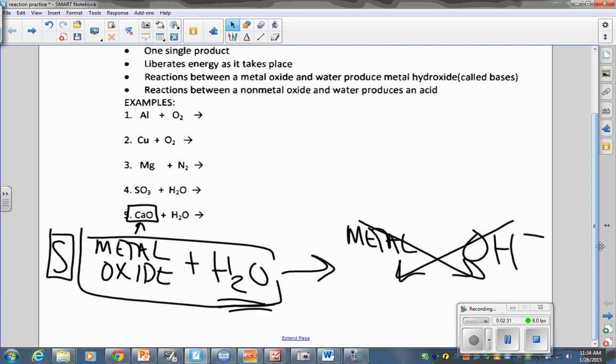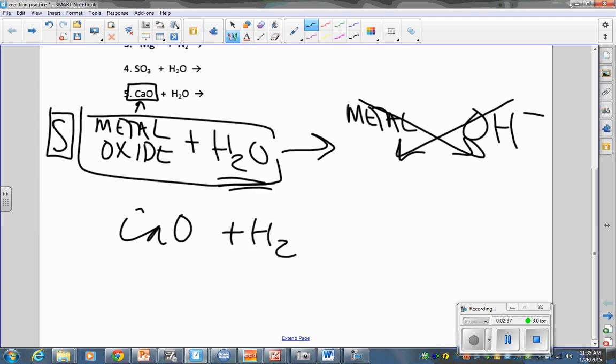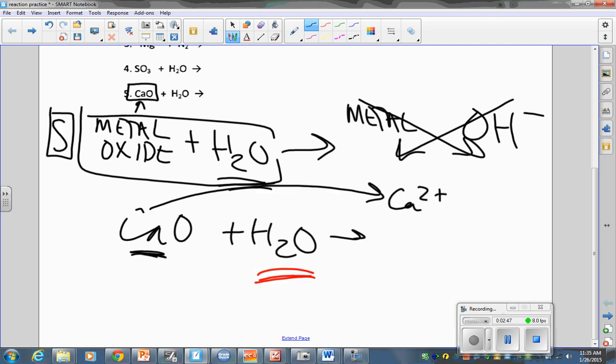So like if I look here, for this one, I would go CaO plus water. Alarm goes off. I know it's a synthesis reaction, which means I look. That's a metal, so I'm going to bring the metal over, Ca2+, get it right off the periodic table. Metal and water, I'm going to make a base, so I go OH-, I crisscross, I get Ca(OH)2, boom shakalaka.